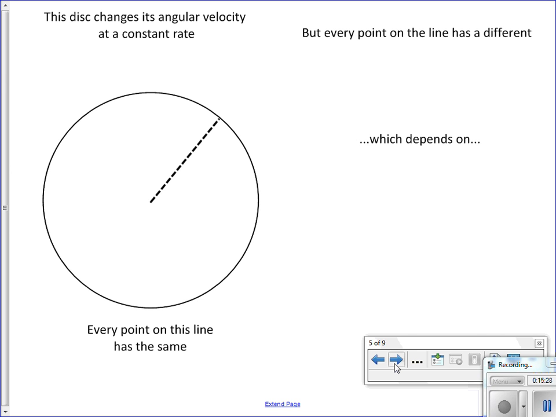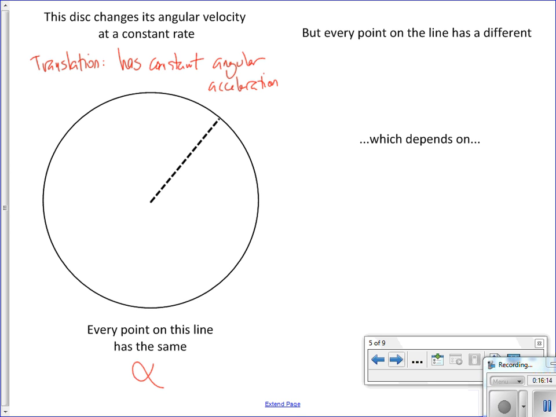So here's a disc, like a turntable or a record or a CD. You've never heard of any of these things. And this thing changes angular velocity at a constant rate. So it has a constant angular acceleration. Well, that means that every point on this line has the same angular acceleration. Every point on that line will change angular velocity at the same rate.